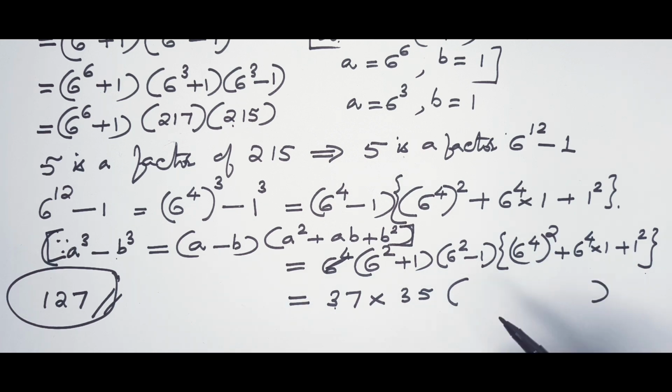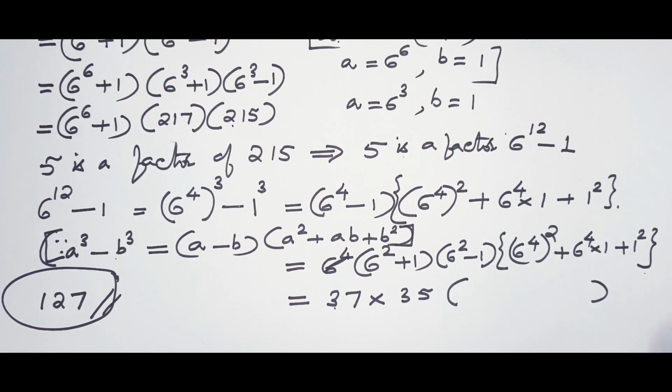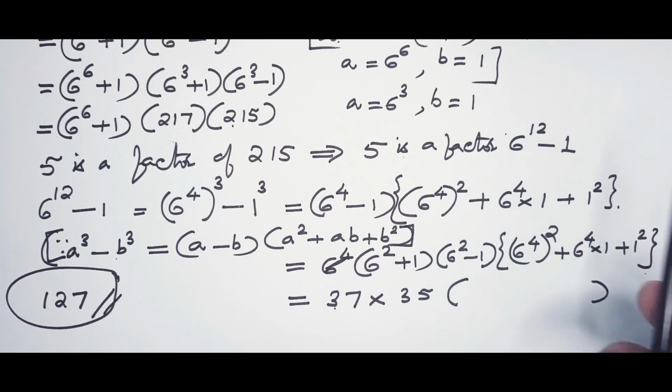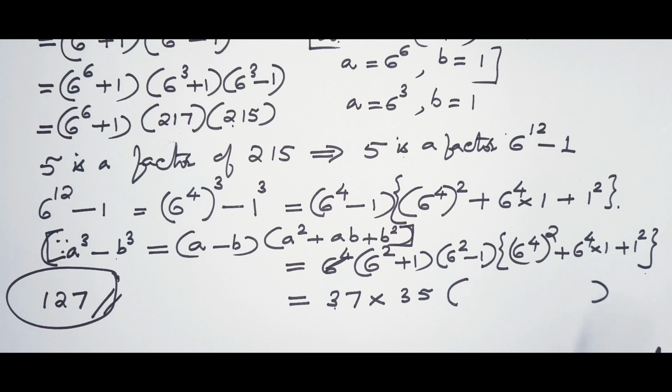We had four options. You may kindly refer back to the question. The options were 5, 35, 215. All these three got eliminated. Now there is only one option left, that is 127. So that should be the answer. Rather, 127 is the number that will not divide the given expression 6 to the power of 12 minus 1. So 127 is the final answer to the question.